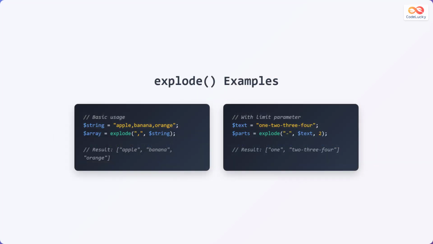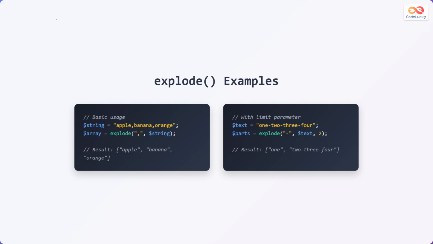Let's look at some examples of how to use the explode function. For basic usage, we have a string variable that is assigned to the value "apple, banana, orange". Then we create an array variable that is assigned to the result of calling the explode function. The parameters passed to it are the delimiter, which is a comma, and the string variable. The result is an array containing apple, banana, and orange.